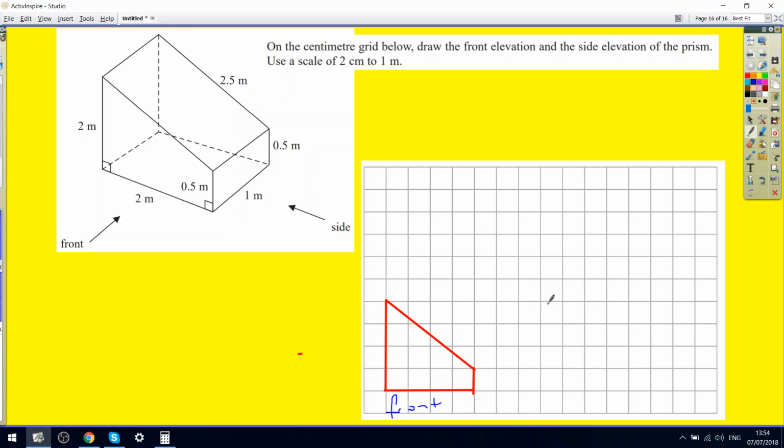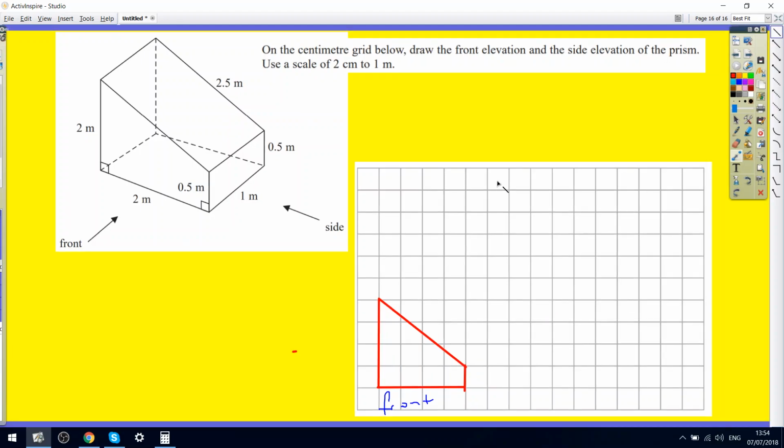2.5. Yeah. Nah. No. So 4.5. So 2 meters was 4 centimeters. A half a meter was 1 centimeter. So 5 meters, 5 centimeters. Yeah, 5 centimeters. And what shape will the top be? The plan. A rectangle. Yeah.